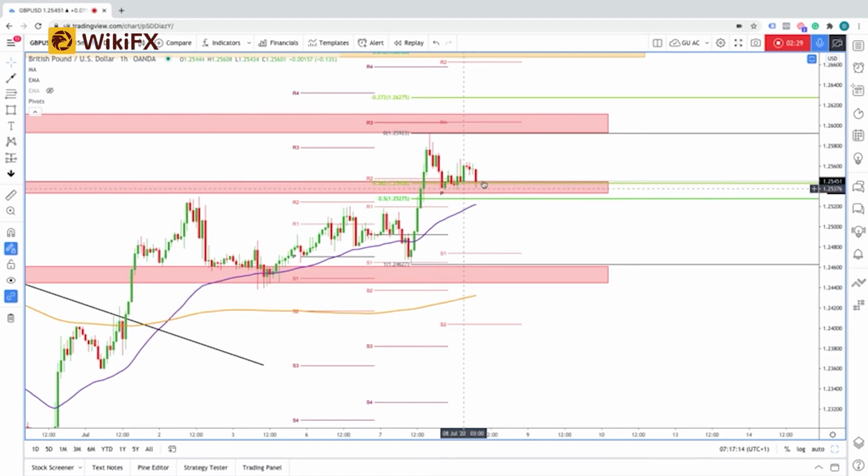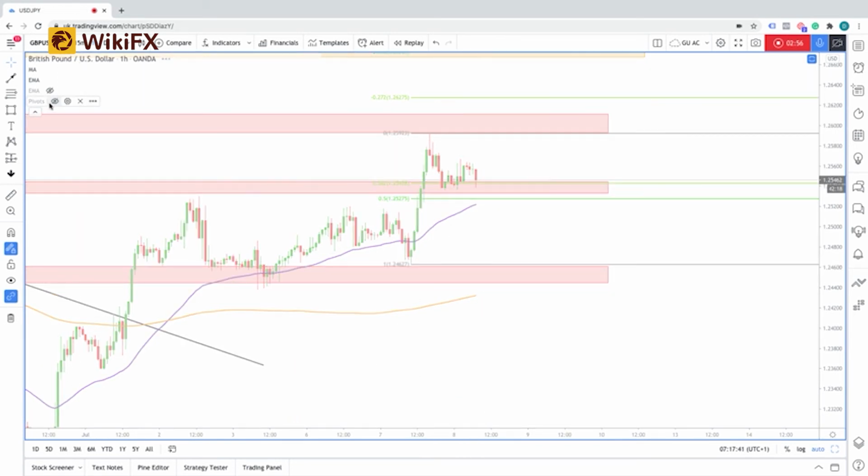Now, if price finds some support in this region and we're looking at a move higher, then we do have the 38.2 fib level and the 50% fib level tying in with this region, and key levels of resistance will of course be yesterday's high around 125.93, and then R1 around 126.